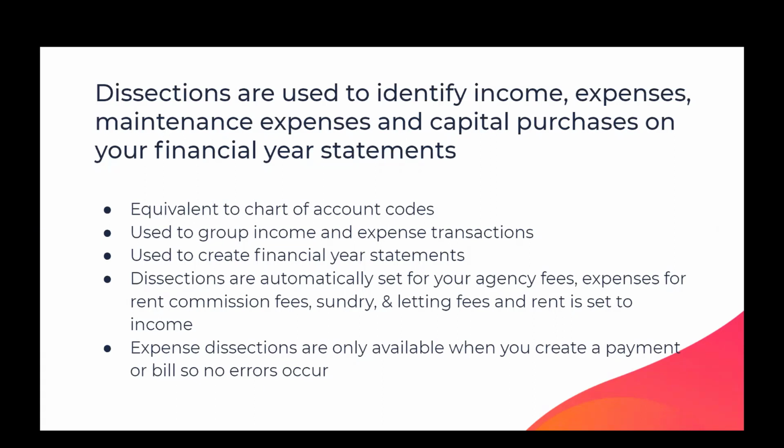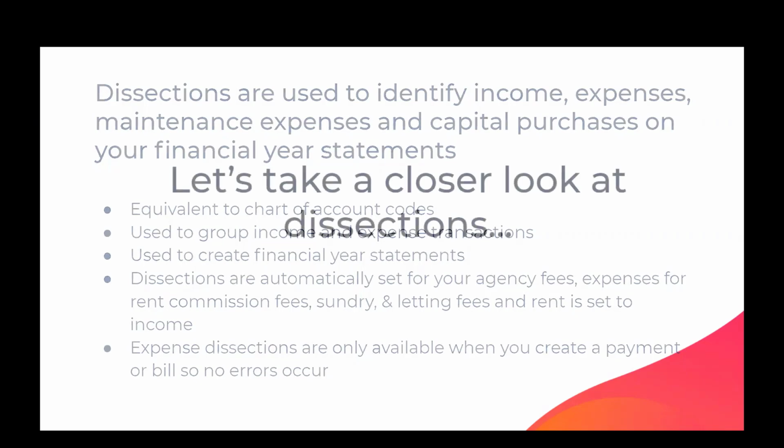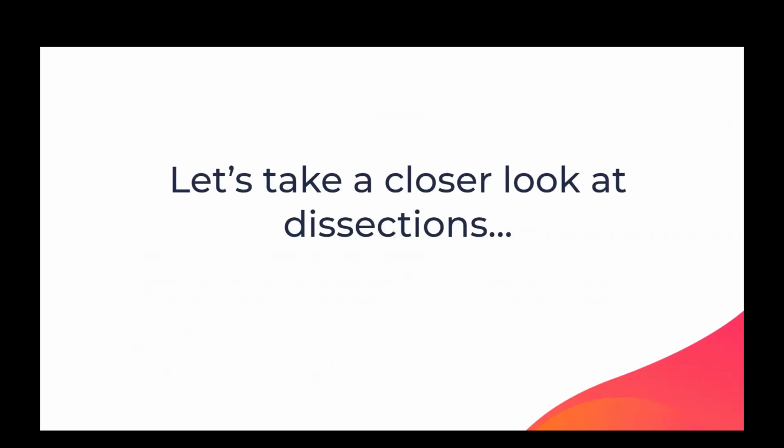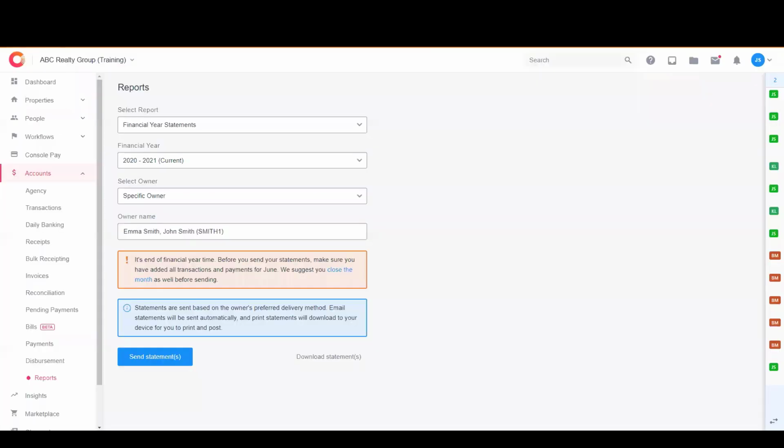So your expense dissections will only be available when you create a payment or bill in Cloud. What this means is there's really not much room for error when it comes to generating those financial year statements. You're not going to accidentally select an income dissection rather than an expense or vice versa. You're always going to be choosing the right area of dissection. So it does really help with human error, essentially. So let's go and have a look at dissections. We'll break it down a little bit further.